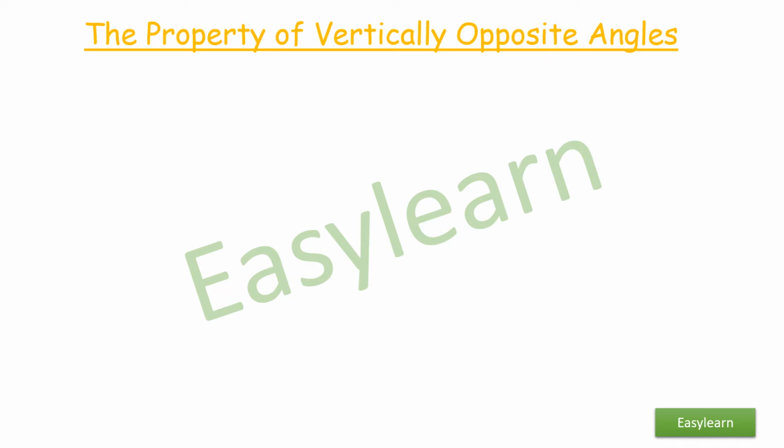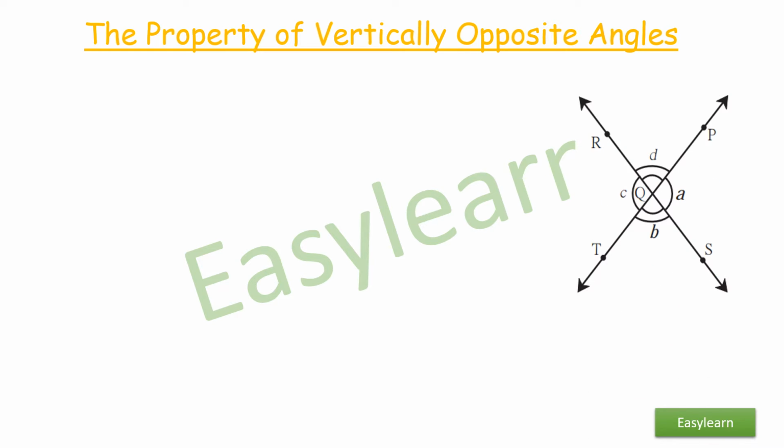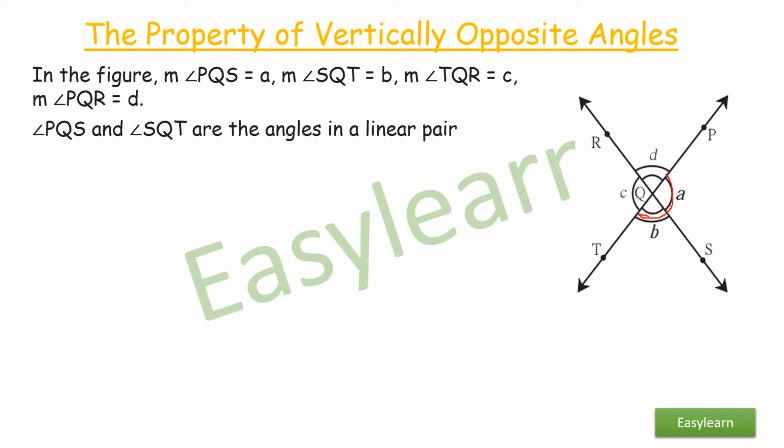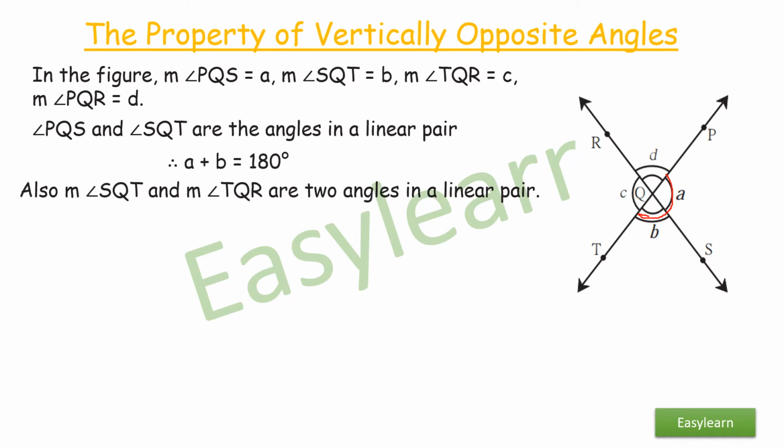The property of vertically opposite angles. Suppose this is the figure given. Now in this figure, measure angle PQS is A, SQT is B, measure angle TQR is C, and measure angle PQR is D. Now measure angle PQS and SQT, they form a linear pair, and we know that for a linear pair, the sum of the measures of the angles is 180. Therefore, A plus B is 180 degrees.